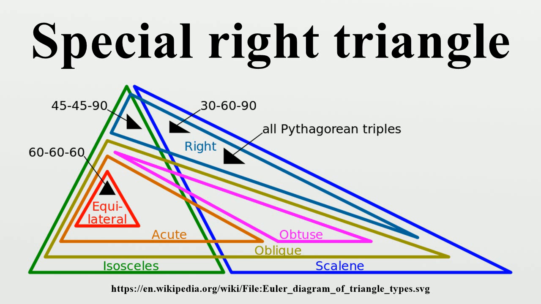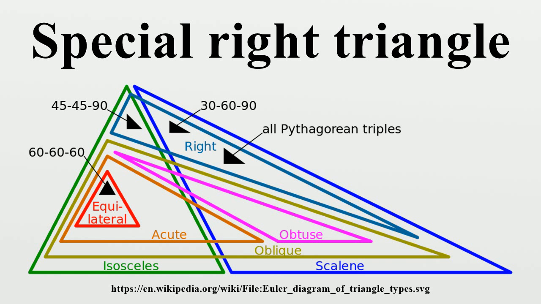Triangles with these angles are the only possible right triangles that are also isosceles triangles in Euclidean geometry. However, in spherical geometry and hyperbolic geometry, there are infinitely many different shapes of right isosceles triangles.